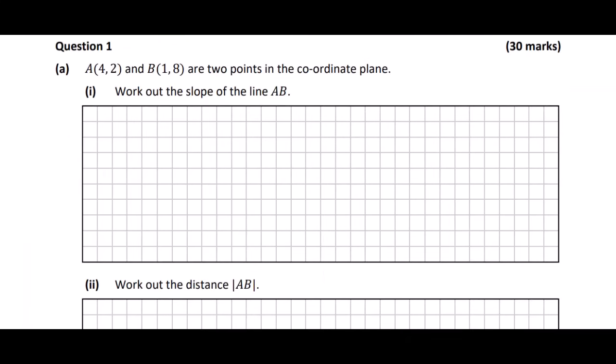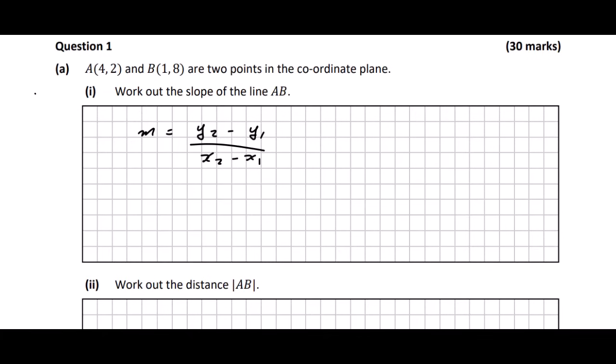This is 2023 Ordinary Level Maths Leaving Cert Paper 2, Question 1, Part A. So we have the points A and B are 2 points on a coordinate plane. Work out the slope of A and B. Okay, so the formula for slope is y2 minus y1 over x2 minus x1.